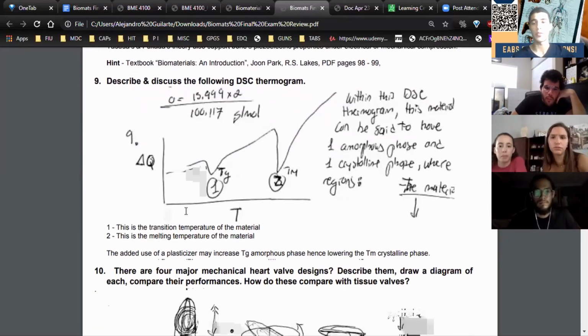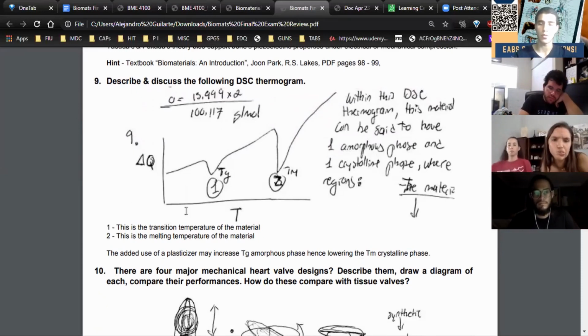For number 9, he gave us a thermal diagram from a differential scanning calorimeter, and he wanted us to talk about the different zones, the Tg and the Tm. He might give you a slight variation, maybe one with 2 Tg peaks or 1 Tm peak. He gave us this one, and from this we can determine that it probably has 1 amorphous phase and 1 crystalline phase. Although there could be situations where you have 2 amorphous phases, or 2 Tgs and 1 crystalline phase. That would depend on the type of diagram he gives you.